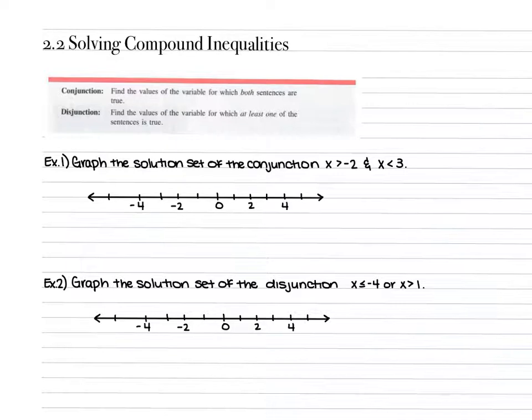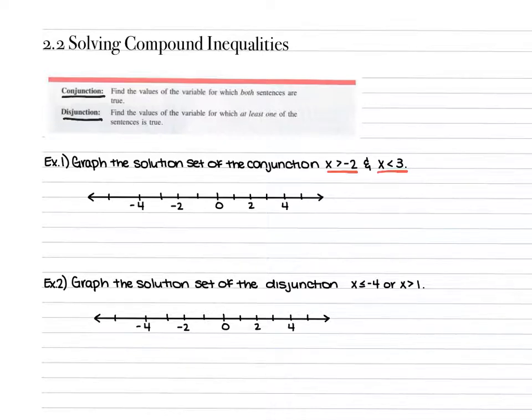So we're going to talk about these two words, a conjunction and a disjunction. A conjunction, the technical definition here, is that we're going to find the value of the variable for which both sentences are true. Meaning that we're going to end up with two different things that we are going to graph here, and we are going to see where both are true. Now here's what that means in plain English.